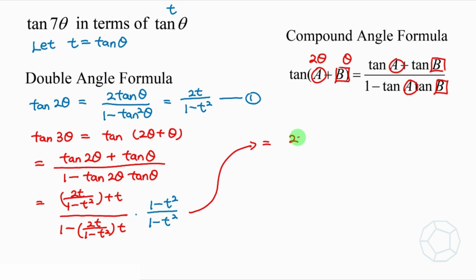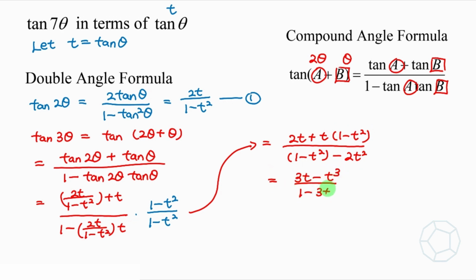Then it is equal to 2t plus t times 1 minus t squared in the numerator and 1 minus t squared minus 2t squared in the denominator, which is equal to 3t minus t cubed over 1 minus 3t squared in the denominator.